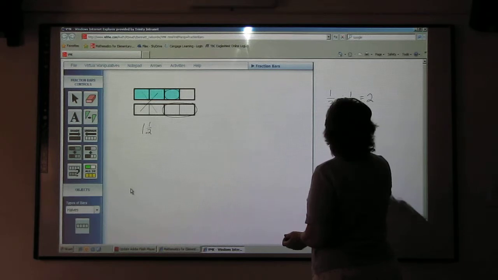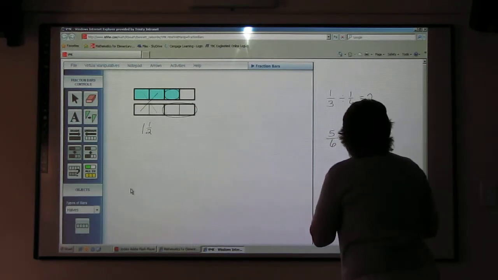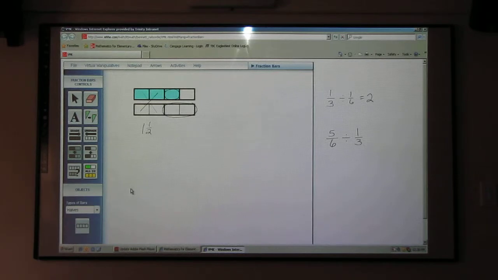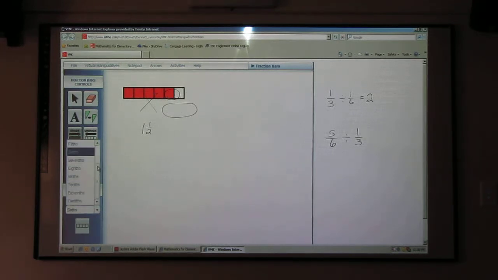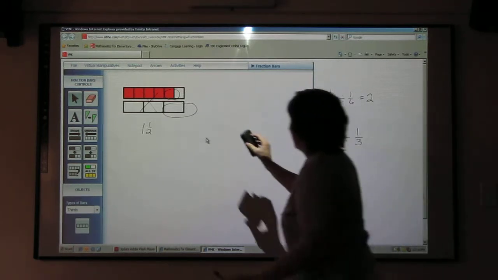Let's do 5/6 divided by 1/3. We could make it more complicated than that, but we're not trying to make it complicated, we're just trying to get the concept across. All right, let's look at this. So I'm going to get out both of those pieces. I'm going to bring out my 6ths and shade 5. And then I'm going to bring out my 3rds underneath. All right. So my question is, let me erase what's up there from the previous problem.